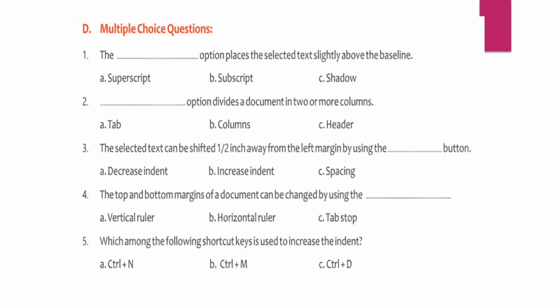Next, we have multiple choice questions. The dash option places the selected text slightly above the baseline. Correct answer is superscript. Second, dash option divides the document into 2 or more columns. Columns only. The selected text can be shifted half an inch away from the margin by using the dash button. So if we want to shift our text away from the margin, we need to use the increase indent button.